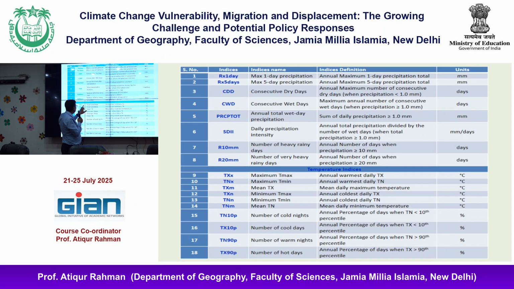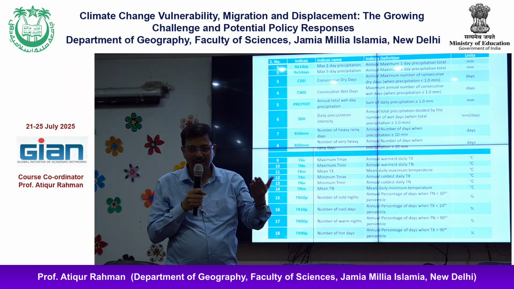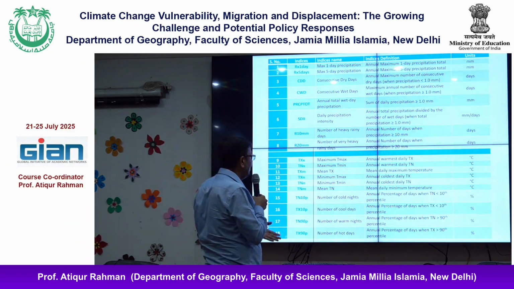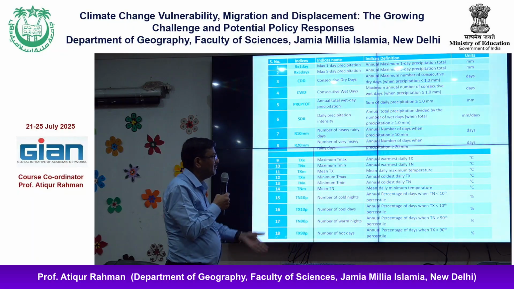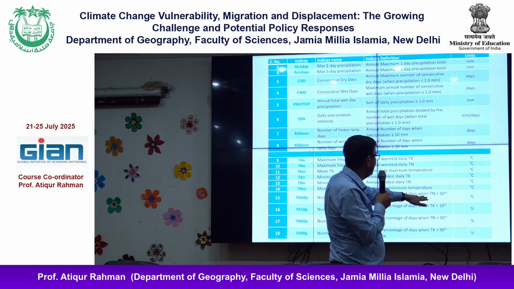Then in temperature, maximum temperature, TXS, TNX, maximum temperature, minimum, mean temperature, and then mean temperature. The number of cool night. This is another very interesting parameter. Number of cool nights, number of hot nights, number of hot days, number of cool days, number of warm nights. Sometimes we experience hot days but cool night. Sometimes we experience hot night but cool days, because of certain reasons. And these are the units. Somewhere in millimeter per day, somewhere in degree centigrade, somewhere in a percentage.